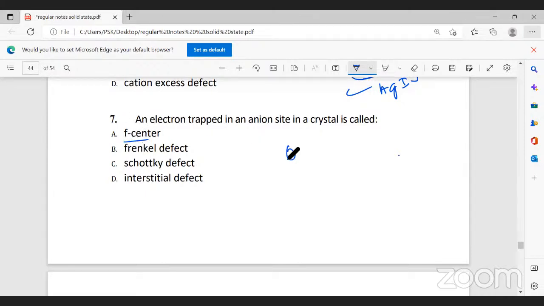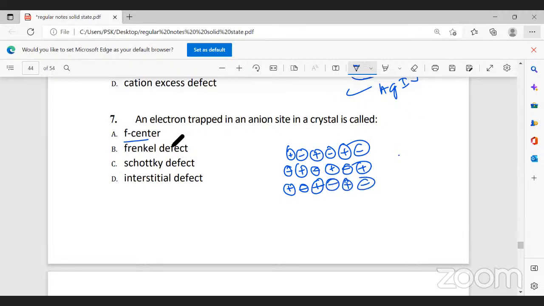Now, if I have a crystal like this, I'm trying to draw and it takes time. That's the problem. If I draw like this, it's a perfect crystal. Now, what it says is that an electron is trapped in the anionic site. Anion means negative ion. This negative ion is replaced, and there's an electron trapped here.